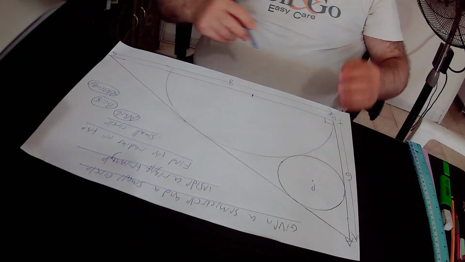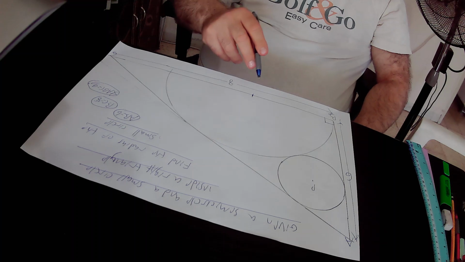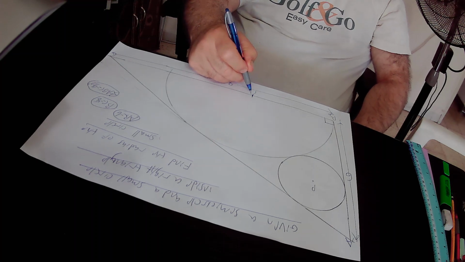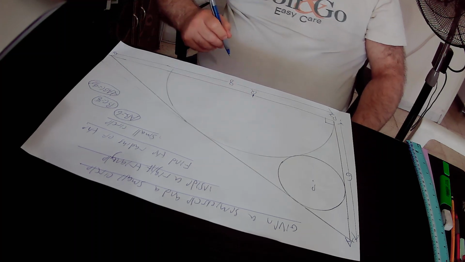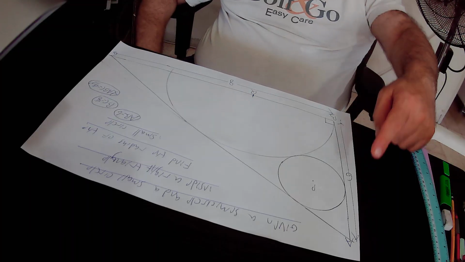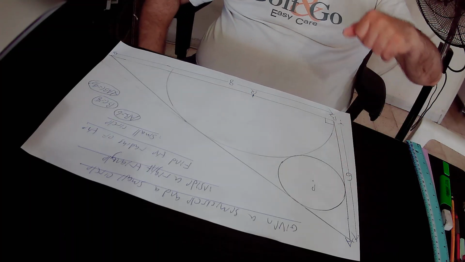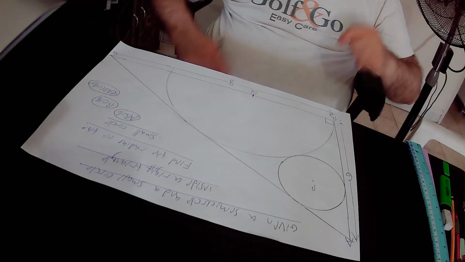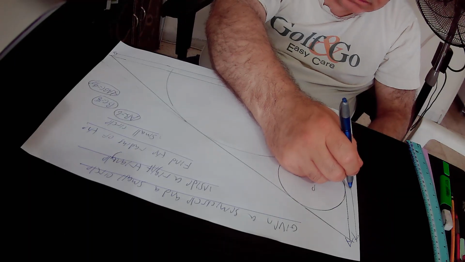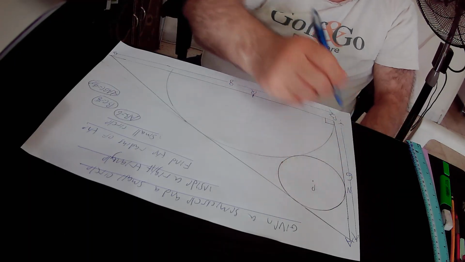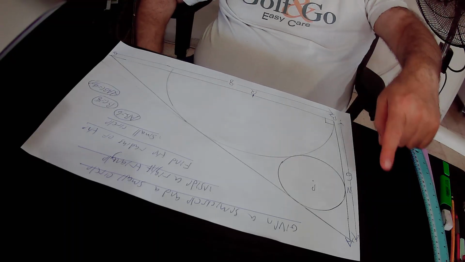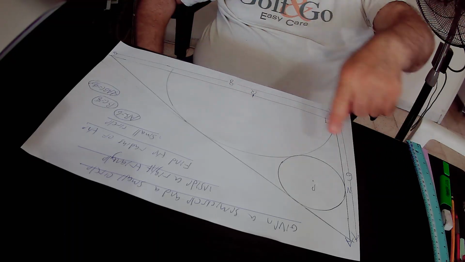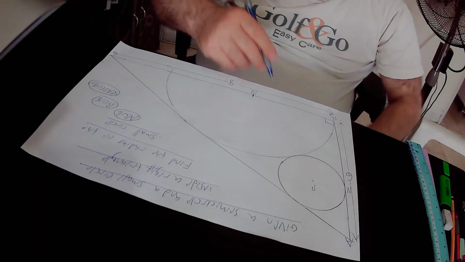Likewise, we will define the center of this big semicircle. This point is point Q. We define the point of tangency of tangent AB with this small circle. This point is point N. We define the point of tangency of tangent AC with this small circle. This point is point K.